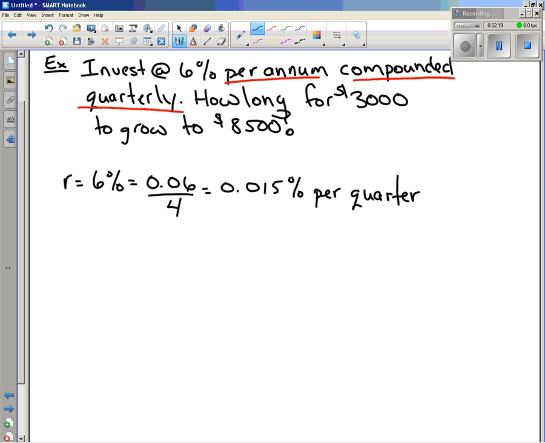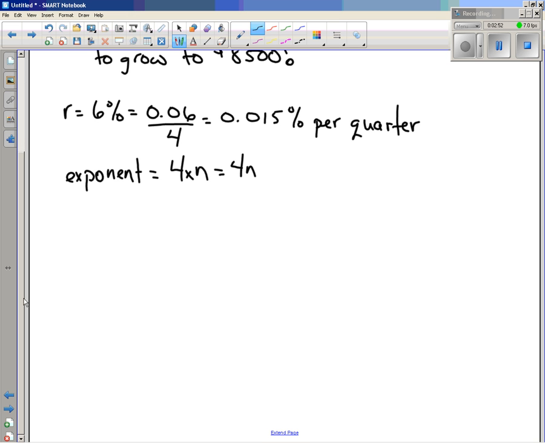Now, if we're investing for 2 years, how many times would interest be calculated? 8. So it's going to be compounded 4 times per year. So our exponent is going to be 4 times n, or 4n. And that's going to tell us it's compounded 4 times per year for the number of years that we're investing our money for. From there, it's going to have the exact same look as the exponential equations we've done before. So A equals P(1 plus r) to the power t.